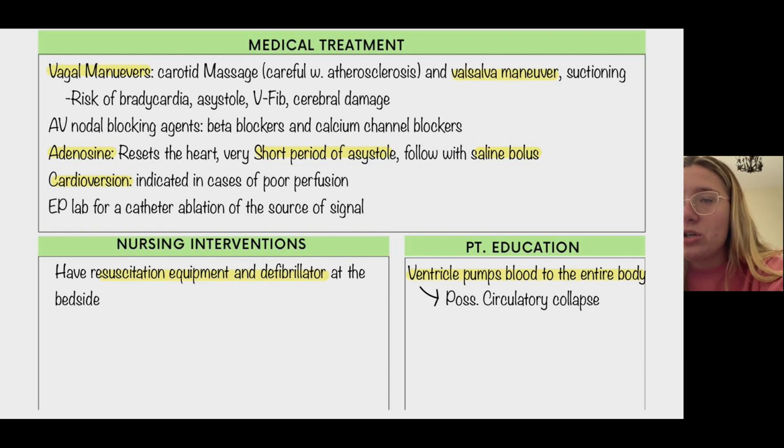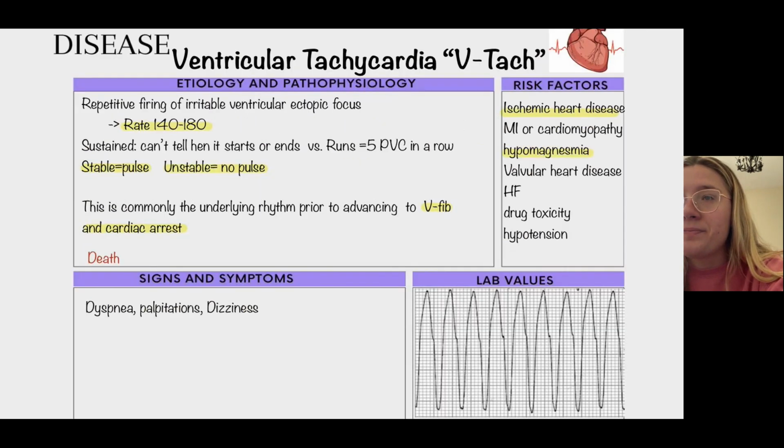Always have resuscitation equipment and the defibrillator at the bedside. But remember, the ventricle pumps blood to the entire body. If my ventricles are going crazy, this can possibly lead to circulatory collapse. Now, instead of supraventricular tachycardia, we have V-Tach. Think tach, think a rapid rate. Rapid rate, not a rapid heart rate, and I'll tell you why.